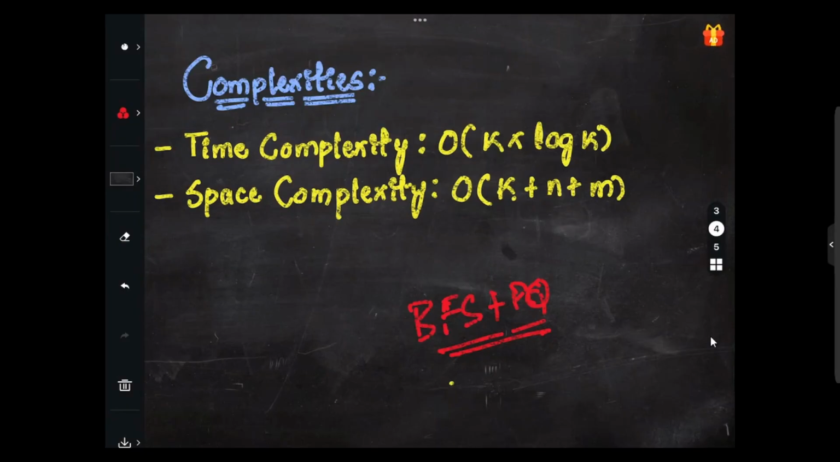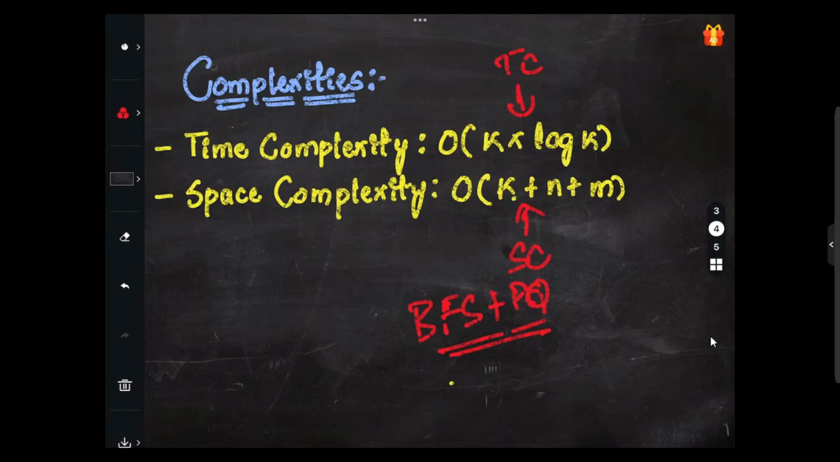And the space complexity would be big O of k plus n plus m. Why is it big O of k plus n plus m here? We will be making use of arrays for the lit cells. Also, we'll be going with the rows, columns, and the Boolean usage, right? So overall space complexity would be big O of k plus n plus m, and the time complexity would be big O of k log k. I hope the complexities part is completely clear.